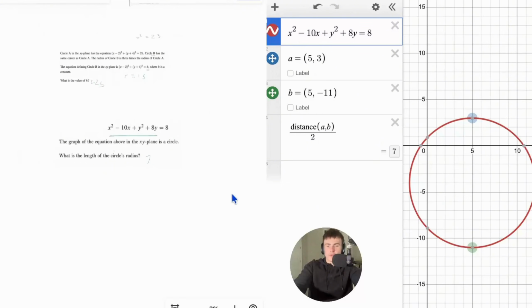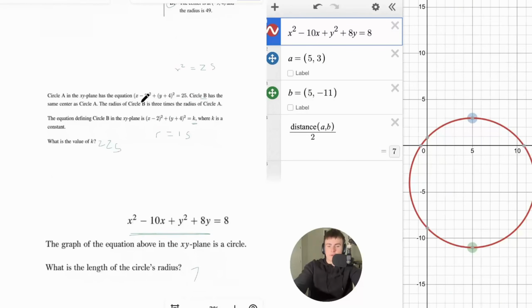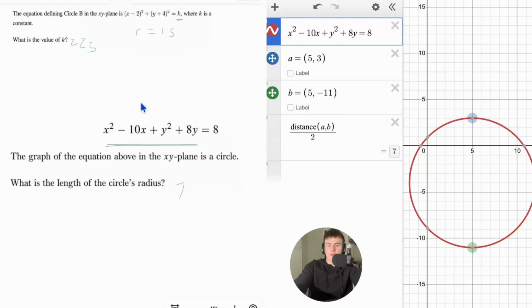And that is it. If you have the standard form of a circle memorized, you should have no problem whatsoever. And if it is not in standard form, for whatever reason, you can just graph it and find the answer. So that's about it.